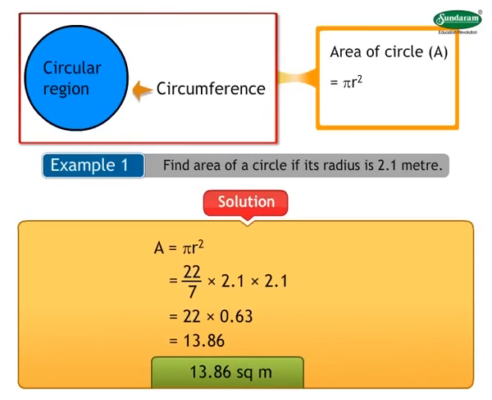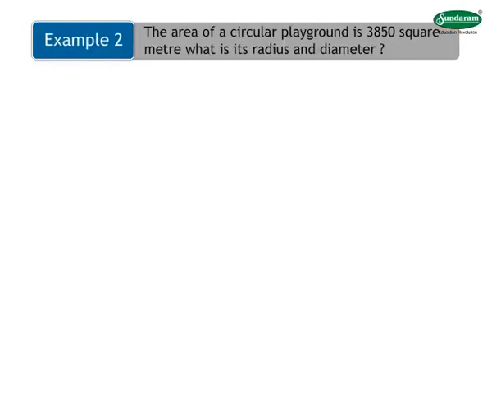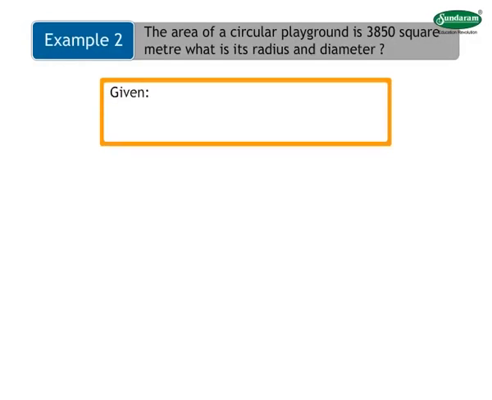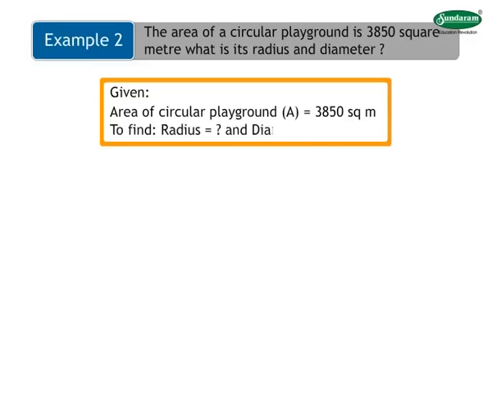Now let us solve another example in which we have to find the radius and diameter of a circle whose area is given. Example 2. The area of a circular playground is 3850 square meter. What is its radius and diameter? Given. Area of circular playground A is equal to 3850 square meter. We have to find radius and diameter.